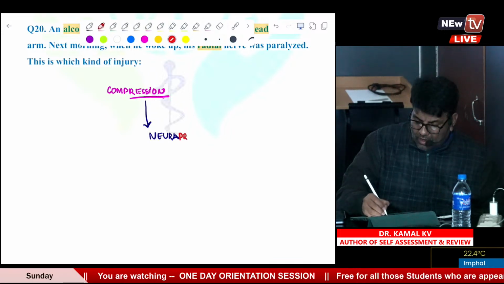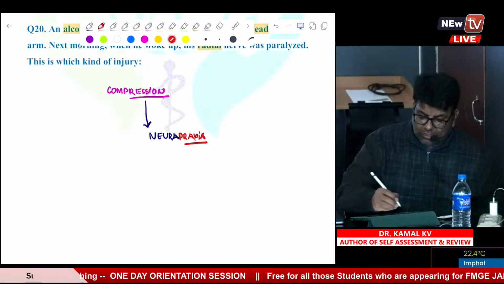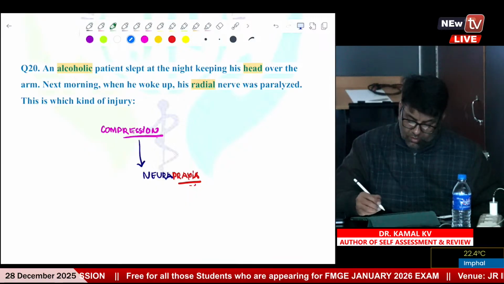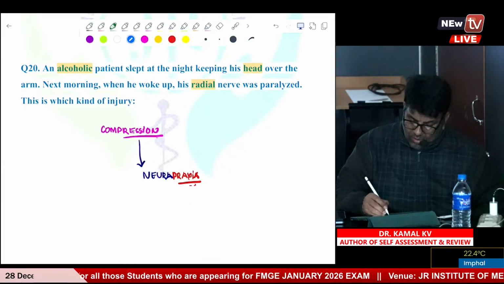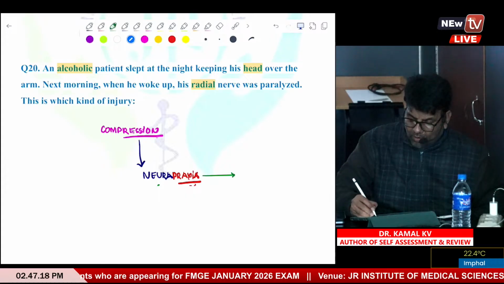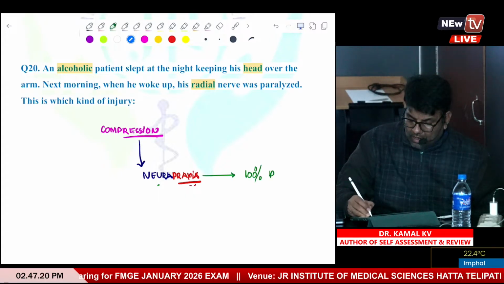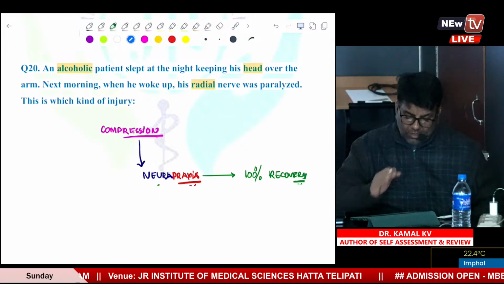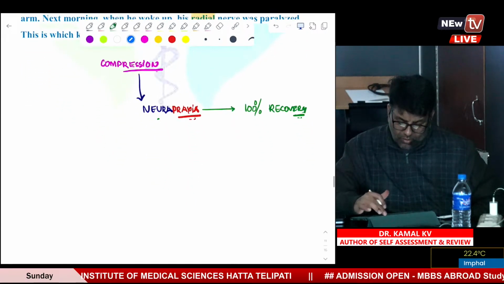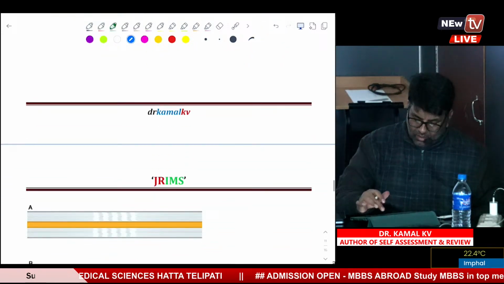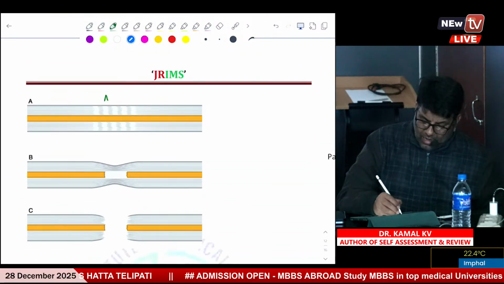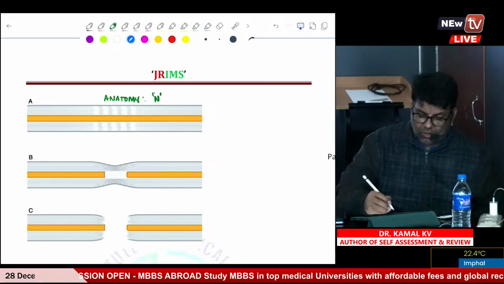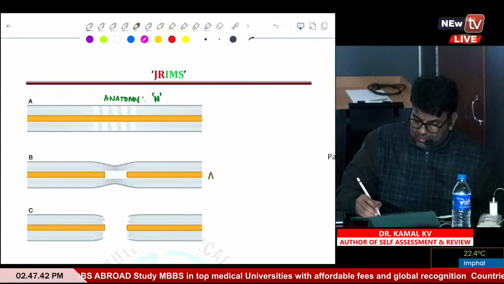Neurapraxia means there is physiological disturbance and not anatomical disturbance. So this is neurapraxia, and here what is the prognosis? 100% recovery. So tell the patient, don't worry, you will be alright shortly. So in neurapraxia, anatomy is normal, only physiology disturbed. In axonotmesis, the axons are cut.